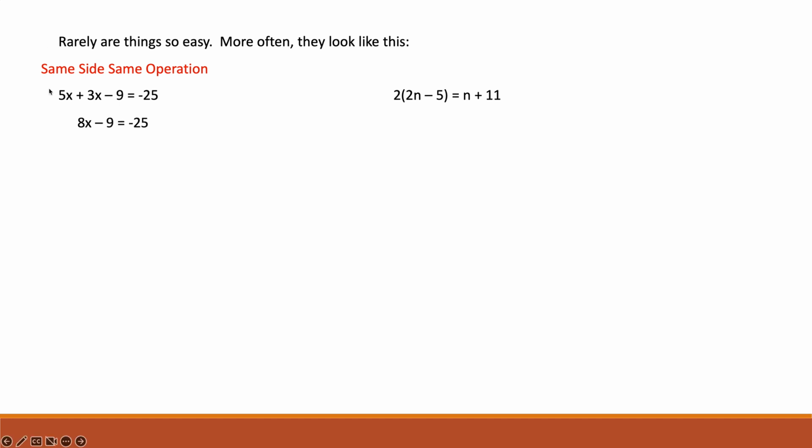Okay? So since the 5x and the 3x are on the same side, you just do that same operation. 5x's plus 3x's are 8x's. Now it looks like those standard two-steppers we just did. So now we know what to do.